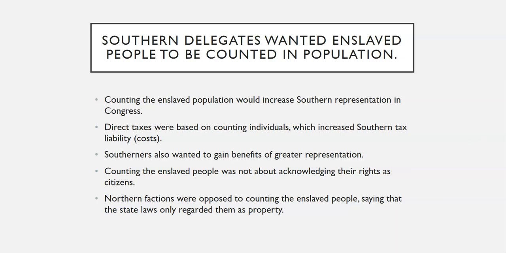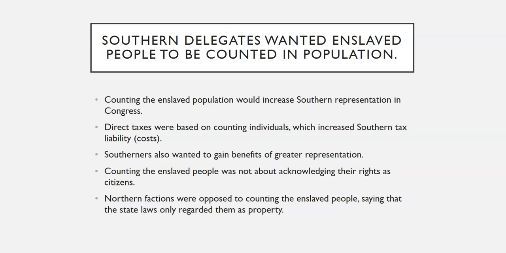The Northern position was somewhat different. The Northern factions were opposed to counting the enslaved people in the population, and their logic that the author here suggests the Northern factions give for this is that the population estimates in the South, in those states in the South, don't even count the enslaved population in their own estimates.